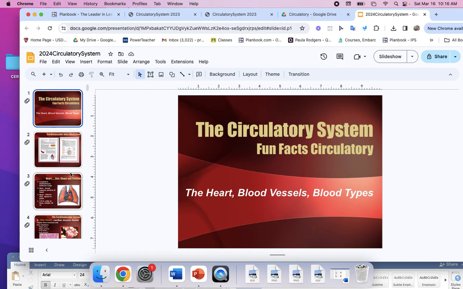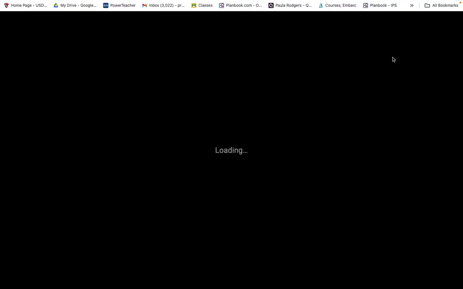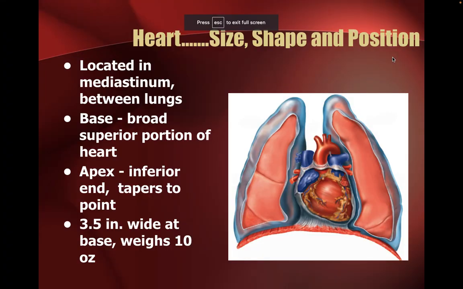Okay, hopefully you've had a chance now to take a look at that. We are going to go ahead and start sort of the lecture. So on the heart, let me go ahead and get a big slideshow. The heart is located within the thoracic cavity in the cavity called the mediastinum, which is between the two pleural cavities that contain both of the lungs.